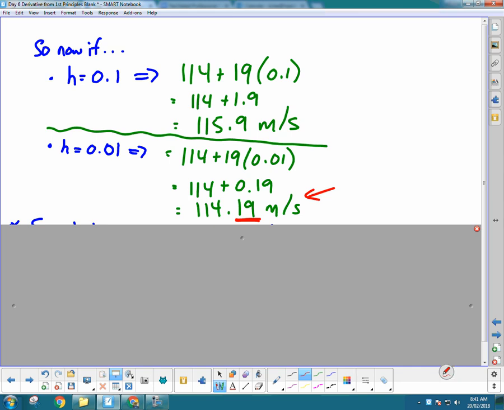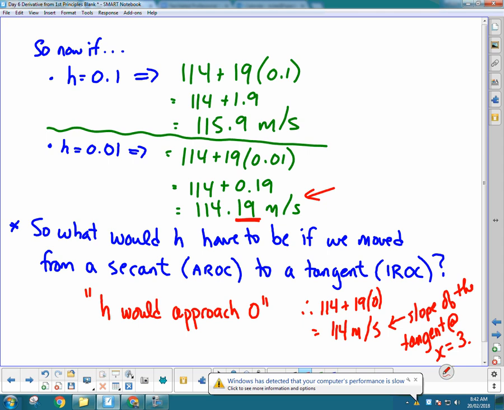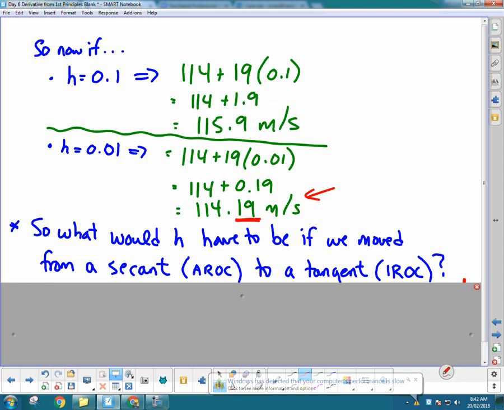All right, so what we've been doing is we made this formula so it would be much easier to shrink our intervals of h. We can just start at 0.1, we can go to 0.01, and if I wanted, I could go even smaller, 0.001. It'd be really easy to solve because I've got this formula. So now I'm going to ask this question. What would h have to be if we moved from a secant to a tangent?